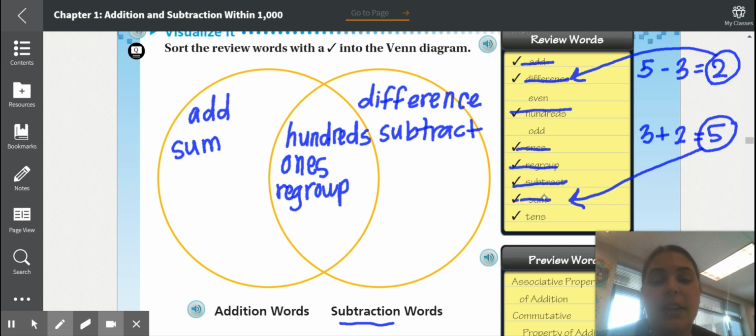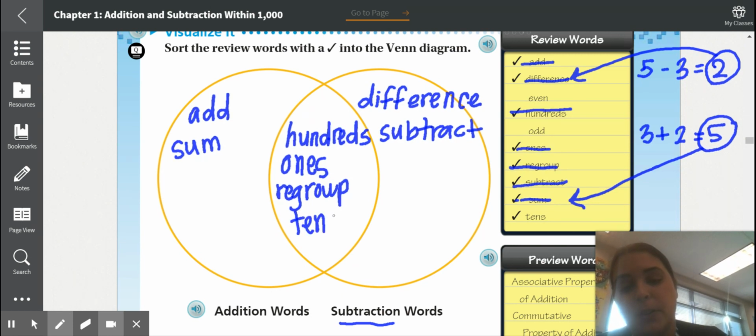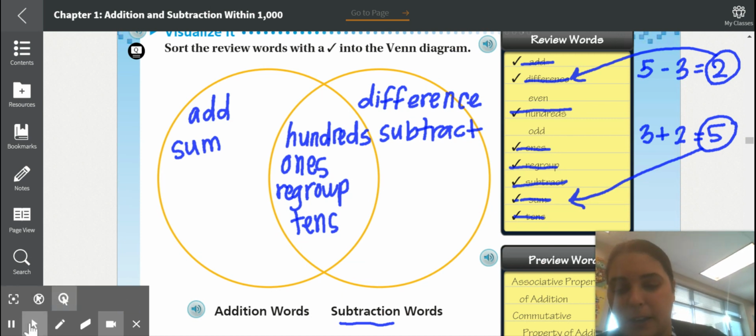And the last word is tens. We can add tens and we can also subtract tens, just like we talked about with ones and hundreds. So tens would be a word that we would use for both addition and subtraction. Okay, let's move on.